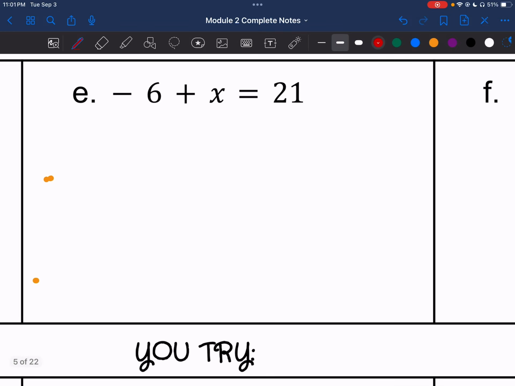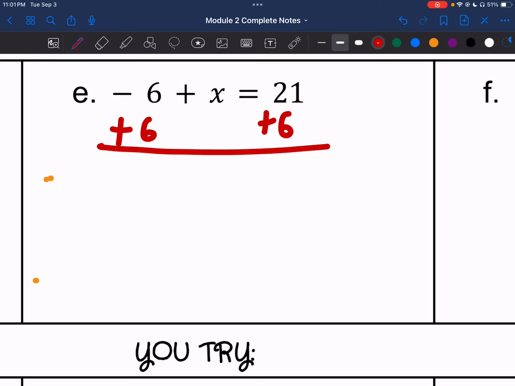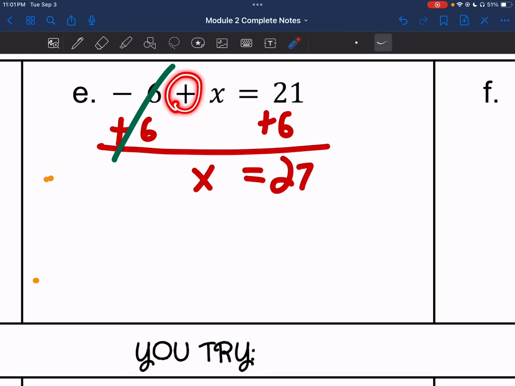All right, letter E. We have -6 plus x equals 21. Now, I wanted to use this one very specifically because of that negative sign there. What is the opposite of a -6? It's going to be +6. So we need to add 6 to both sides as our opposite operation. And we get x is equal to 21 plus 6, which is 27. And our 6's cancel out. -6 plus 6 is 0. They go away, right?